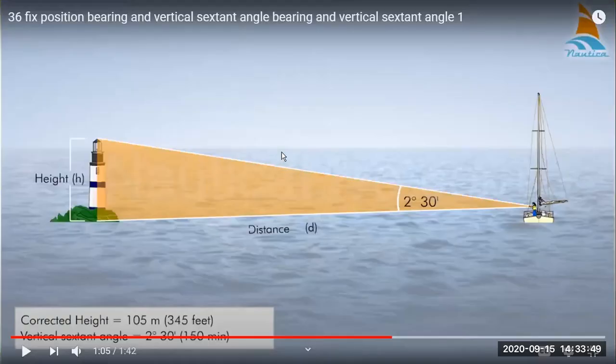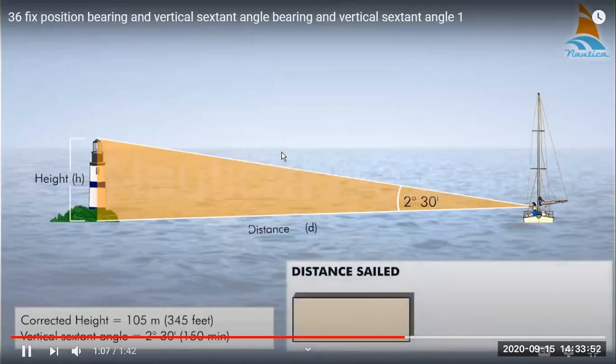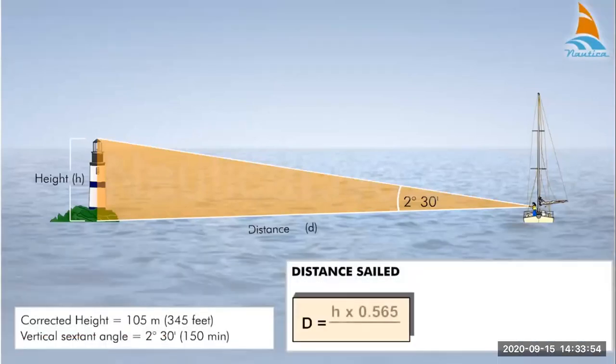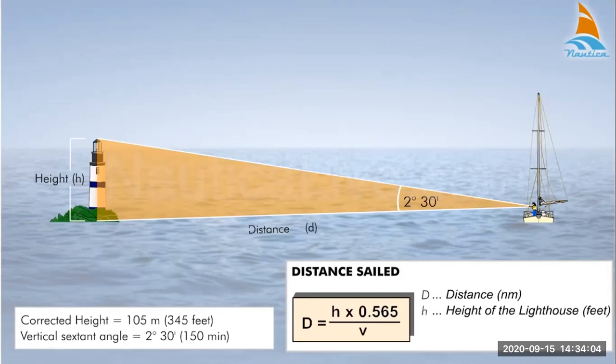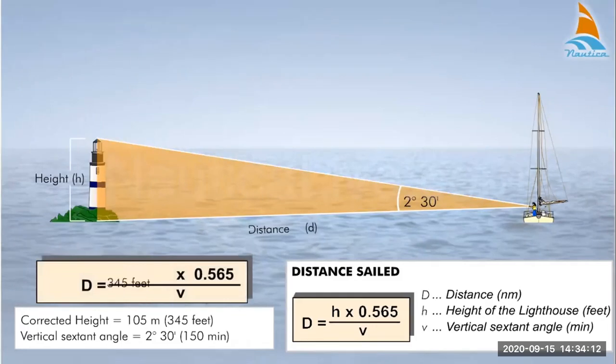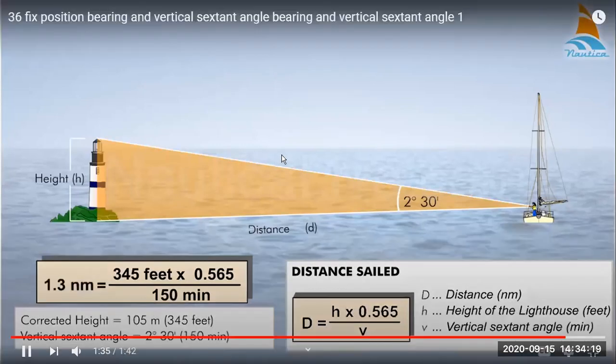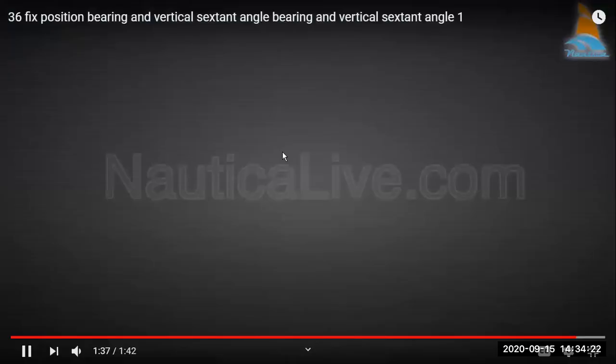So we get the corrected height is 105 meters. And the vertical sextant angle is equal to 2 degrees 30 minutes. Now this is the formula. If you have the height in feet, so d is equal to h into 0.565 upon v, where v is the vertical sextant angle in minutes. So here the height in feet is 345 feet into 0.565, and vertical sextant angle in minutes is 150, so it's 1.3 nautical miles.